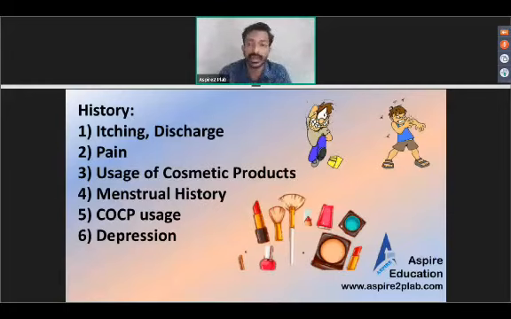So all these things, when you're elaborating about the acne, you need to ask about itching, discharge, pain, usage of any cosmetic products, menstrual history, and COCP use, because COCPs are actually good in acne. And if the patient is in depression, please do ask, because it's very important.